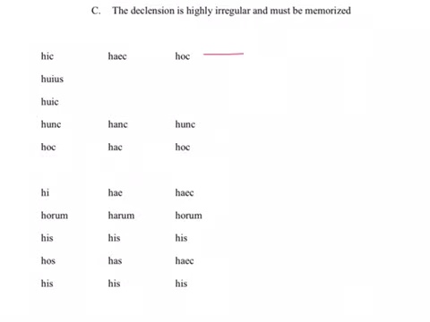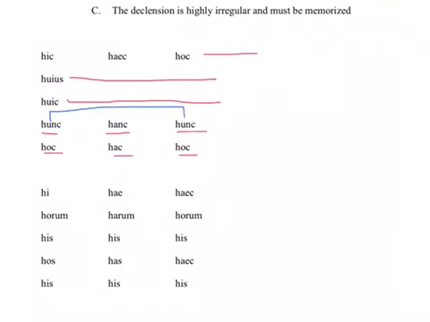Here's the nominative singular form. The genitive form is the same all the way across: huius, huius, huius, masculine, feminine, or neuter. Same with the dative: huic, huic, huic, masculine, feminine, or neuter. Then it goes hunc, hanc, hunc, and then hoc, hac, hoc. Like many adjectives, you note that the masculine and neuter forms are the same, but not always.